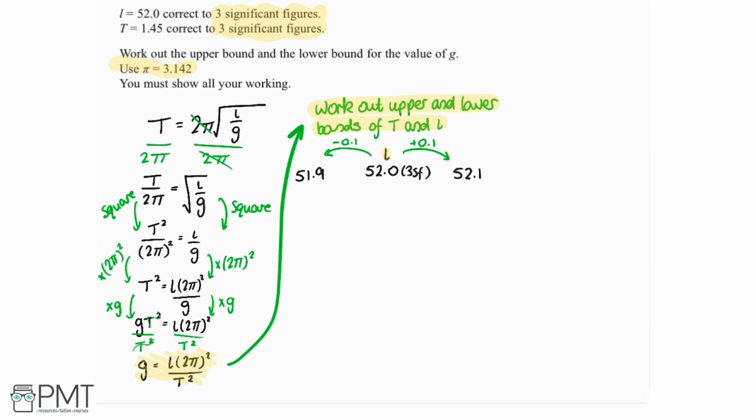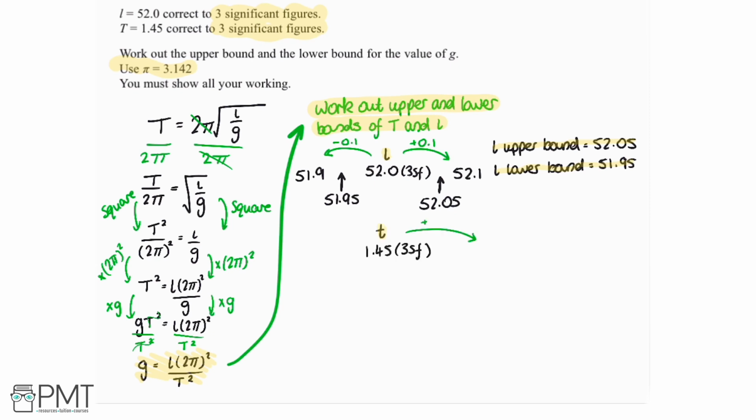What's the upper and lower value we could have had for L, which means it rounds to 52.0 to 3 significant figures? Our lower bound is going to be halfway between here, so 51.95, and the upper bound halfway between here, so 52.05. You can test this out. Pick any number between 52.05 and 51.95 and round it to 3 significant figures, and you should get 52.0. Pick any number less than 51.95 or greater than 52.05 and round it to 3 significant figures, and you won't get 52.0.